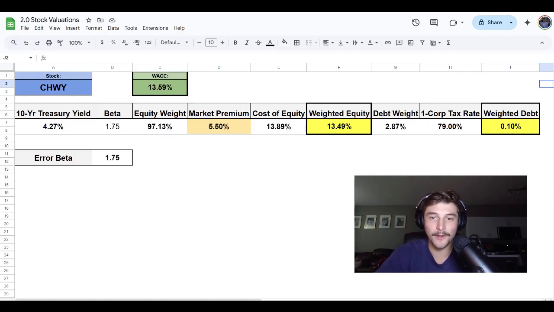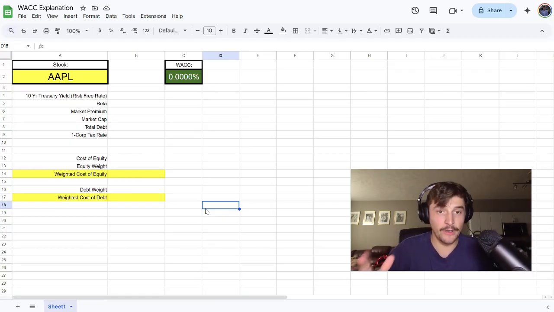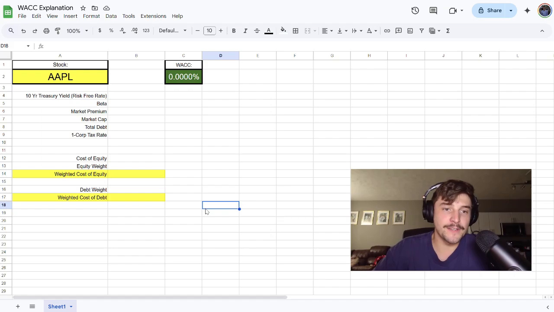Today, we're going to go over how to calculate the weighted average cost of capital, or the WACC, to be used as a discount rate when you make your DCF models. All right, so let's just go ahead and get into the numbers here. I'm going to show you how to calculate a WACC, and then after I go through all the numbers, I will explain what it means for the discounted cash flow model.